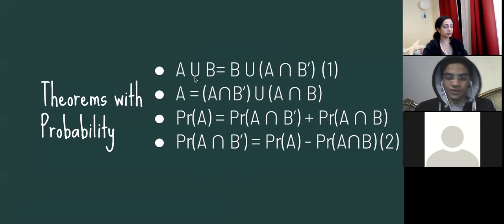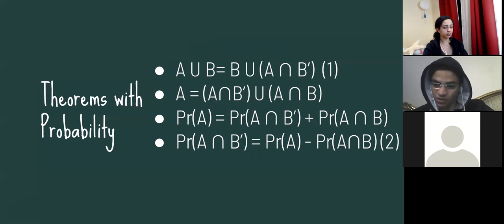So first I have A union B equals B union (A intersection B dash). This is the first thing that I have with me. Why is this true? First I can notice that B is just (B intersection A dash) union (A intersection B). If something belongs to B, then it either belongs to B and not to A, or belongs to both A and B. These are the only cases in which something can belong to B.